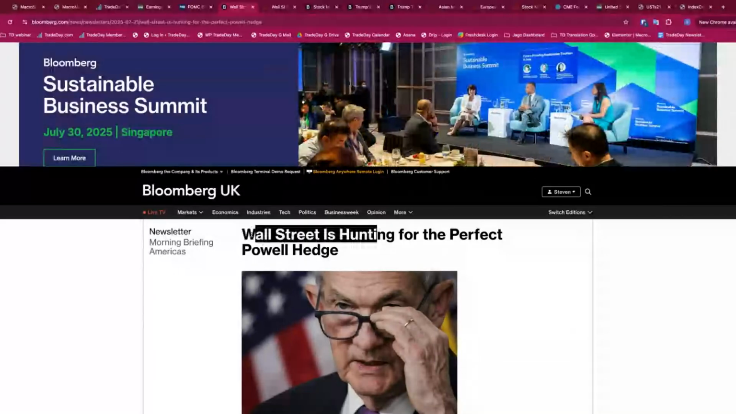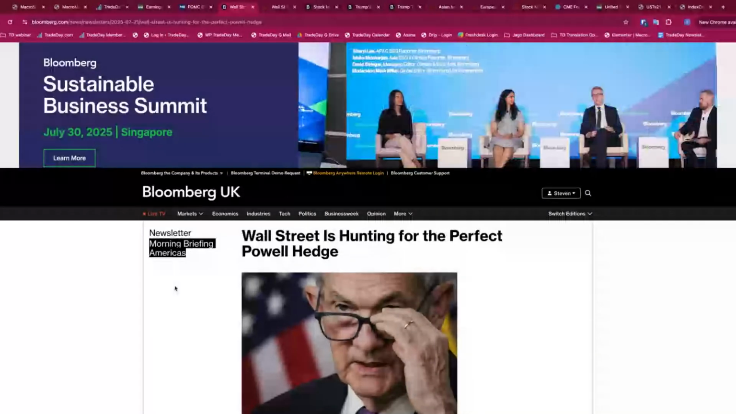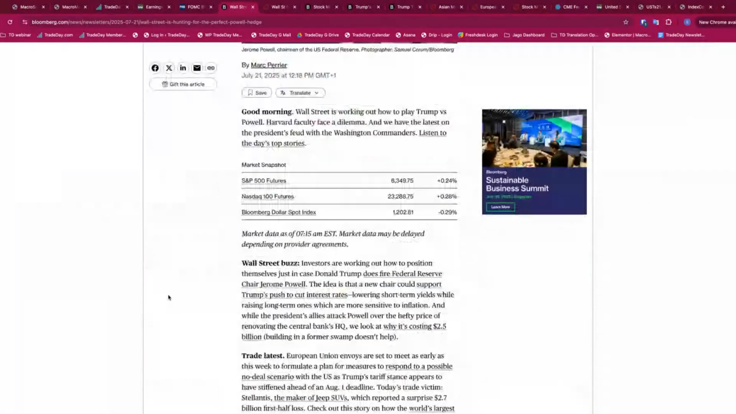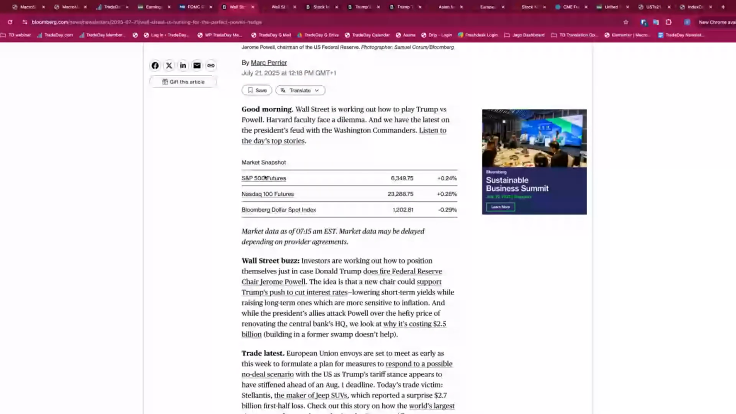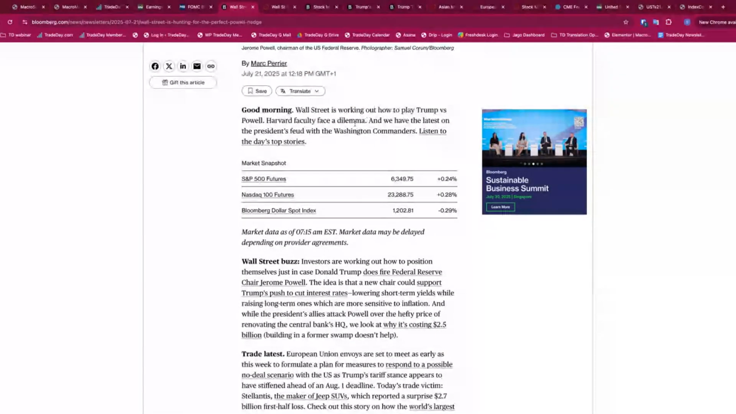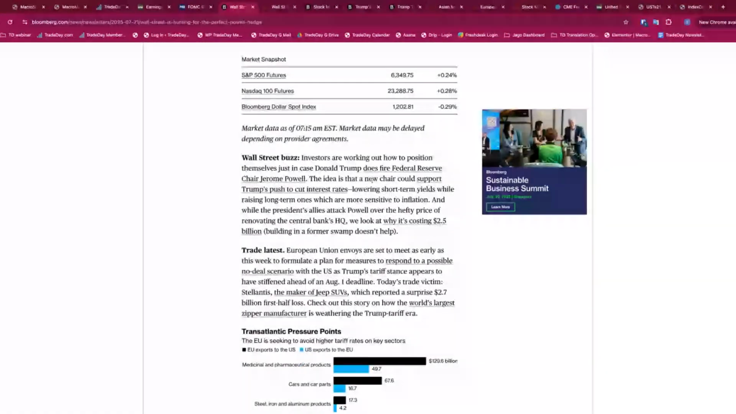Let's move on to some of the news headlines in here for this morning. Wall Street hunting for the perfect Powell hedge, from the Bloomberg Morning Briefing Americas. Still concerns around this Trump versus Powell. Will he fire him, or will he not fire him? Can he fire him, or can he not fire him? And investors working out how to position themselves.